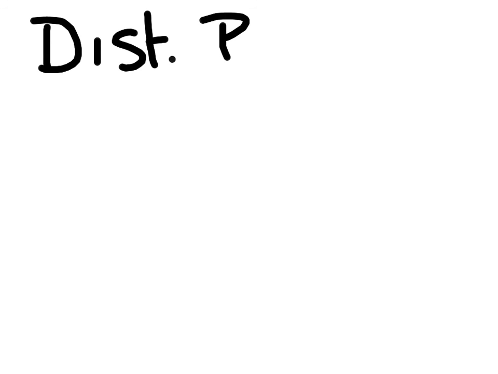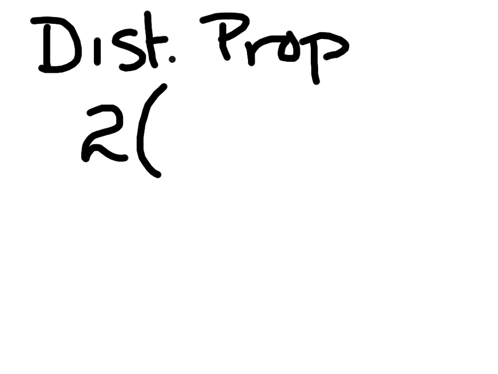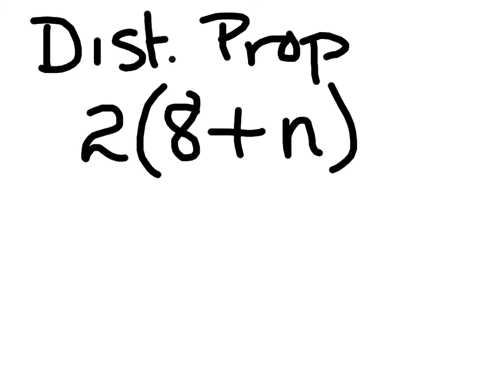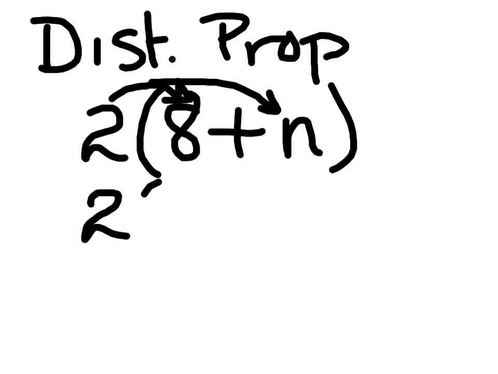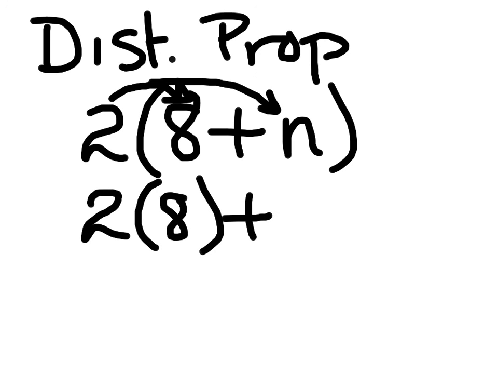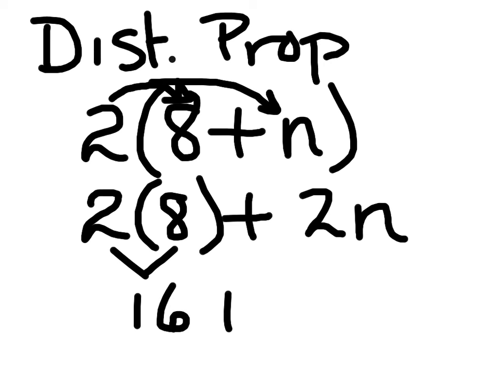So to recap, we did the distributive property, which means that you have a number on the outside of a parentheses, like 2, open paren, 8 plus n. That means 2 times the quantity of 8 plus n. So you distribute the 2 times the 8 and the 2 times the n. You can rewrite it as 2 times 8 plus 2n, and then simplify that 2 times 8 to be 16 plus 2n.